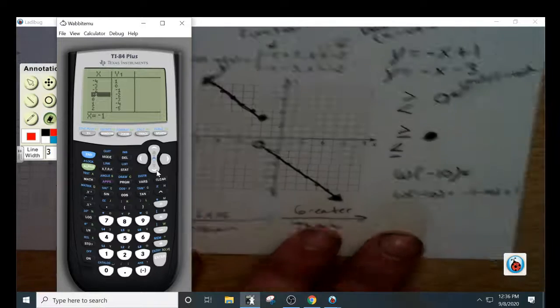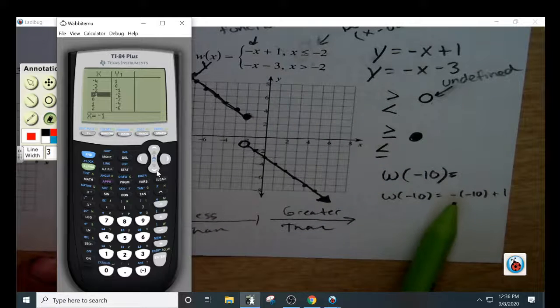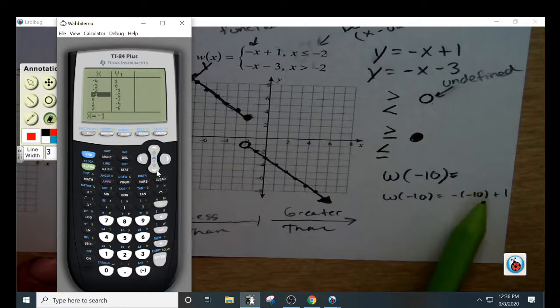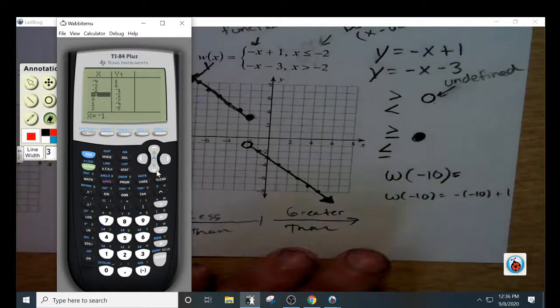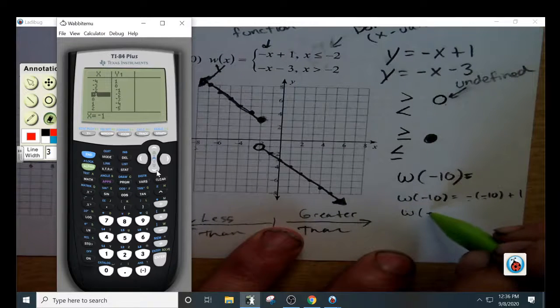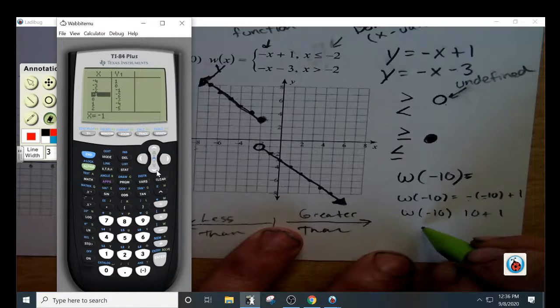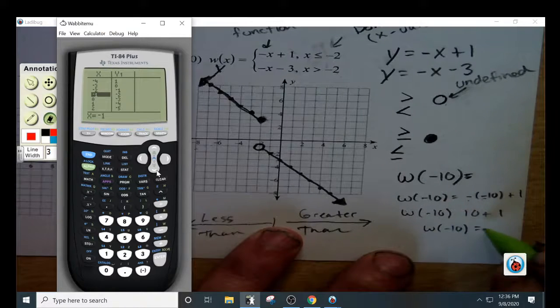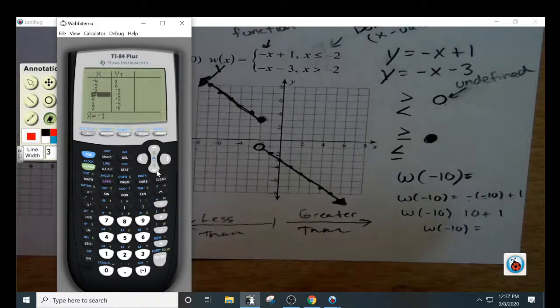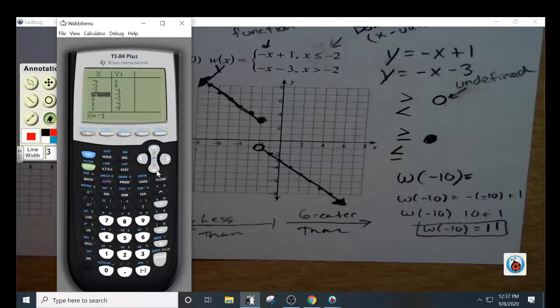Now, guys, notice what I did here. My function is -x plus 1. I had to put my negative out there, and then I put a negative in parentheses. -(-10) plus 1. Now, negative times a negative is what? A positive. 10 plus 1? 11. That's what they're looking for. They're looking for this number right here. All right.